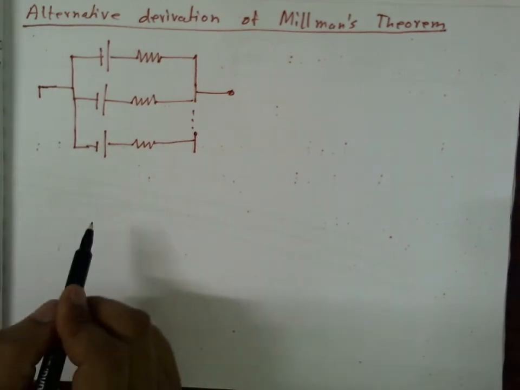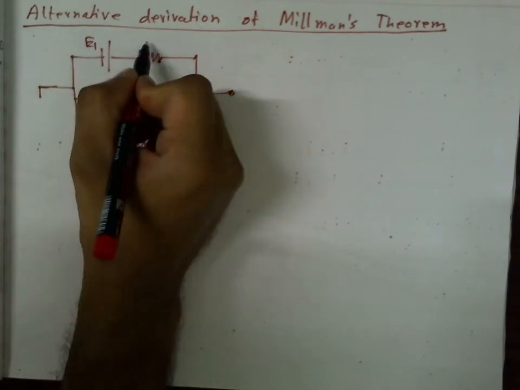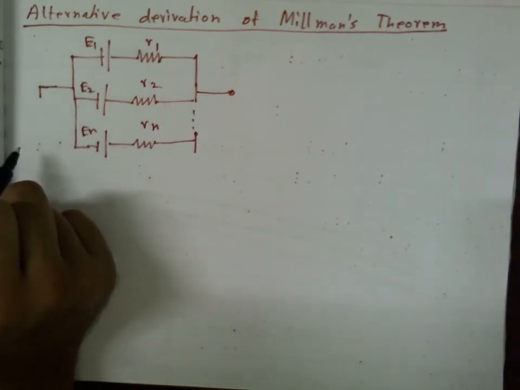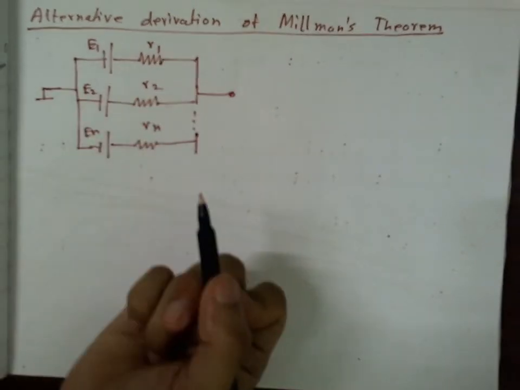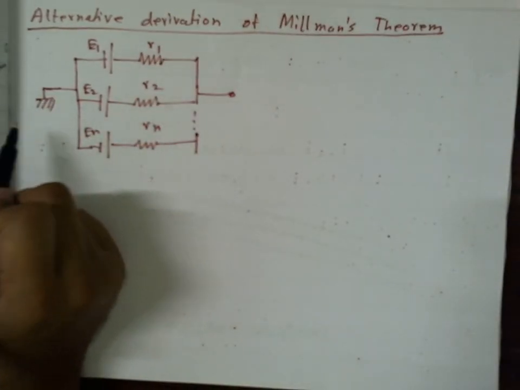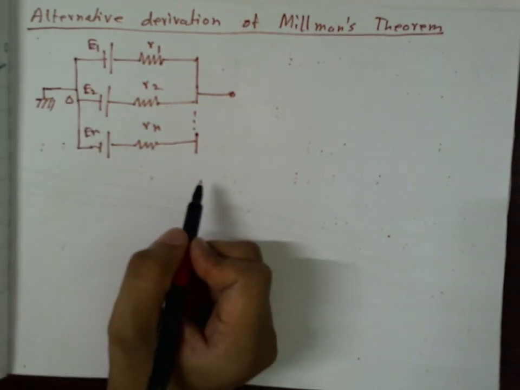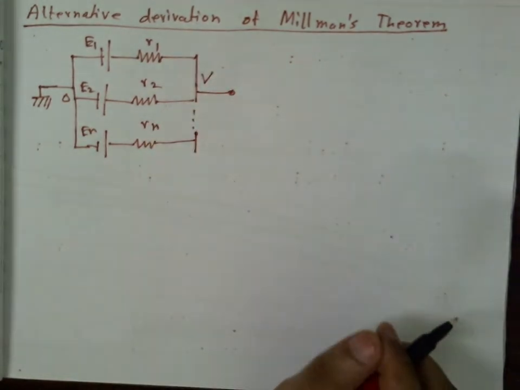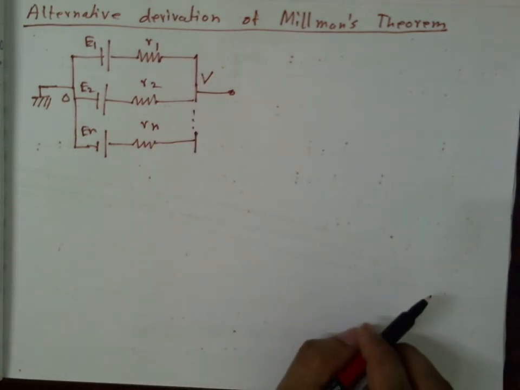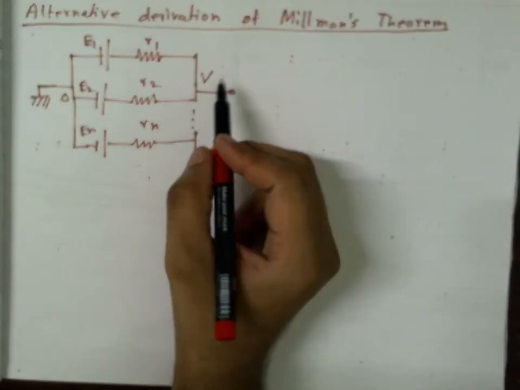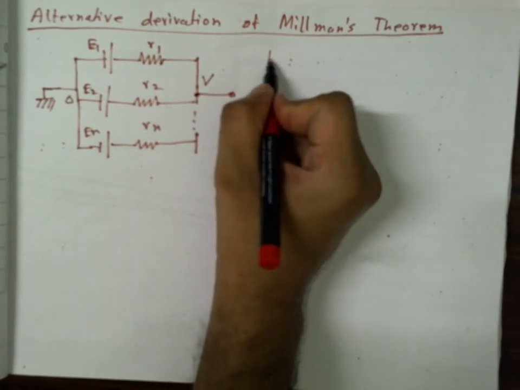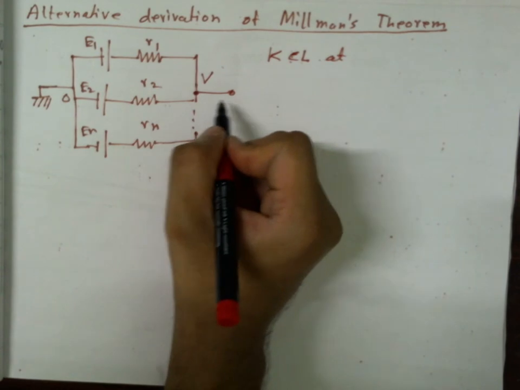Let me apply a nodal analysis on this. So this is E1, R1, E2, R2 and En, Rn. If I want to apply a nodal analysis, I have to take one point as my reference or ground. Let me take this as my ground or reference. So the potential here I assume to be 0. And then there is only one other node. Let me take the potential at this node as V. Now nodal analysis tells me that the sum of the currents entering this node is equal to 0. That's the KCL.